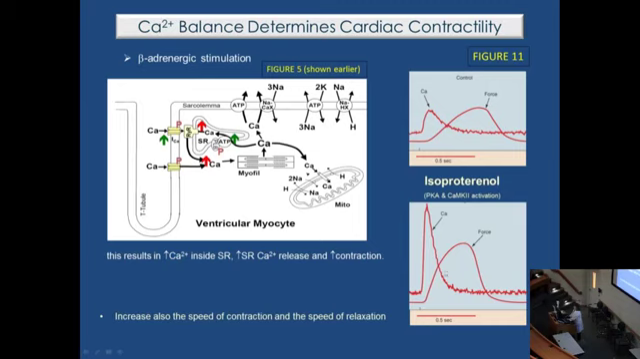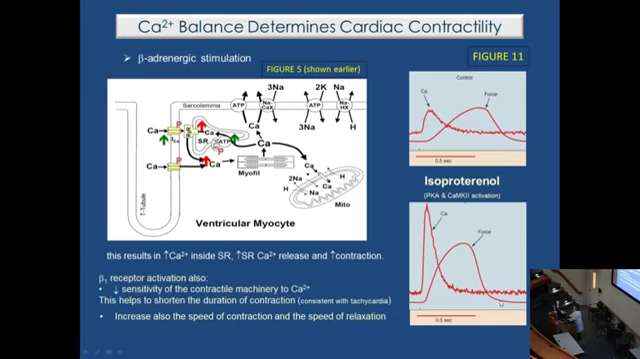We see here also that in this response, the speed of contraction and the speed of relaxation have been increased. And I have it here just to mention that there are other actions of beta-adrenergic receptor stimulation, especially the beta-1, that is decreasing the sensitivity of the contractile machinery to calcium. All of this will help to shorten the duration of the action potential, which is consistent with the tachycardia, right? So these are the actions of the beta-adrenergic stimulation, a positive inotropic agent.